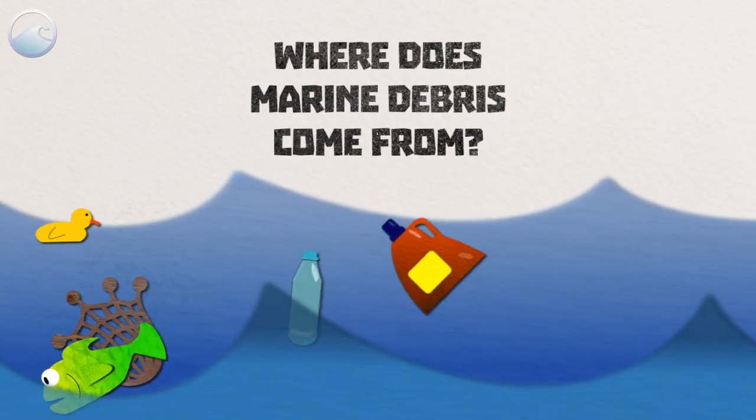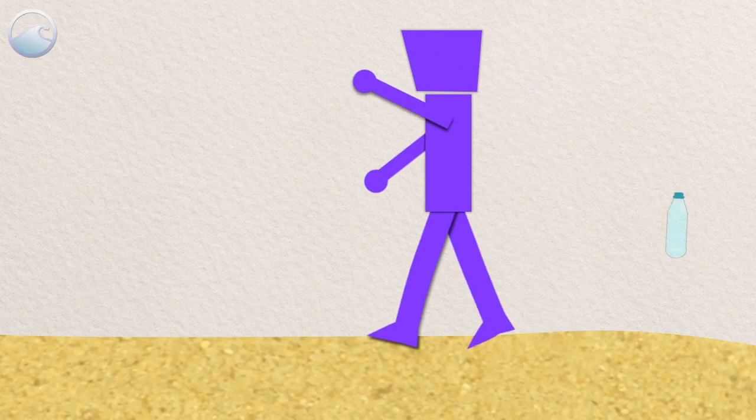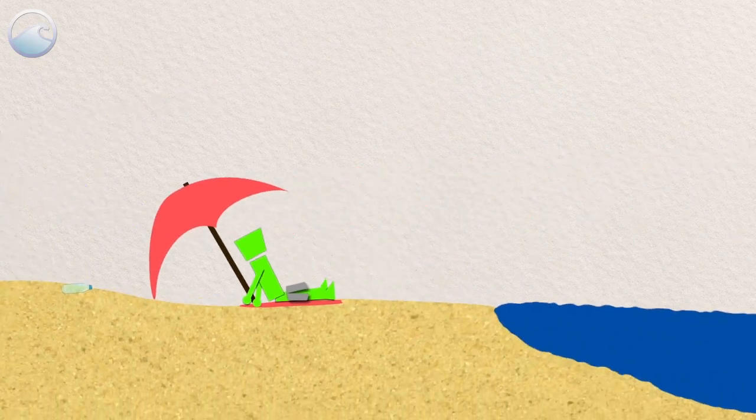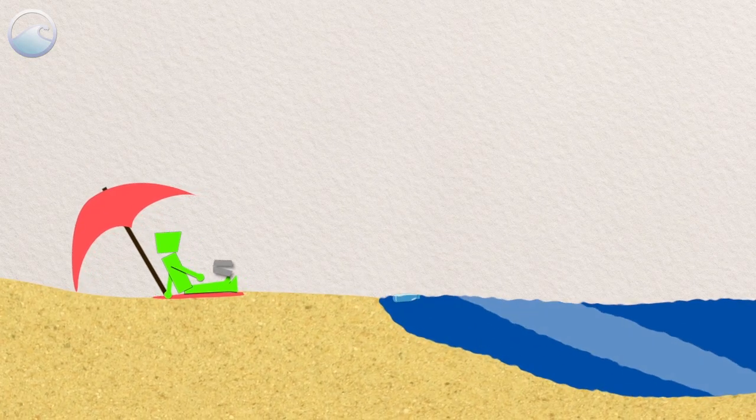Where does marine debris come from? Marine debris comes from many different sources and enters the ocean in many ways. Intentional littering and dumping are a big cause of marine debris. Sometimes the trash goes directly into the ocean, like when beachgoers don't pick up after themselves.